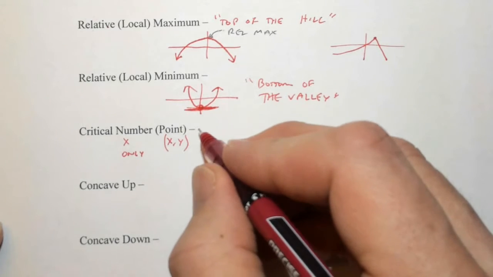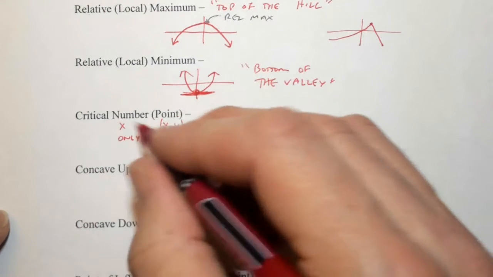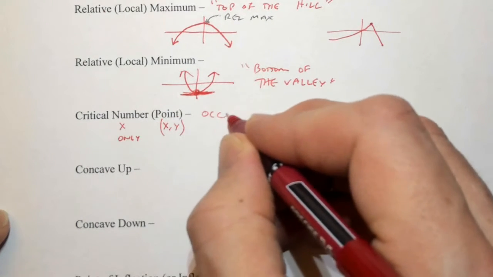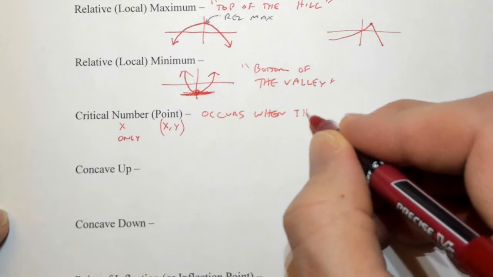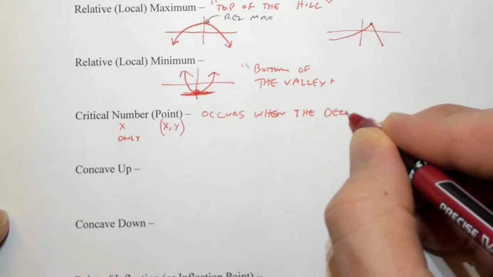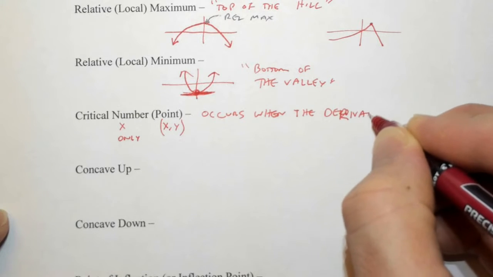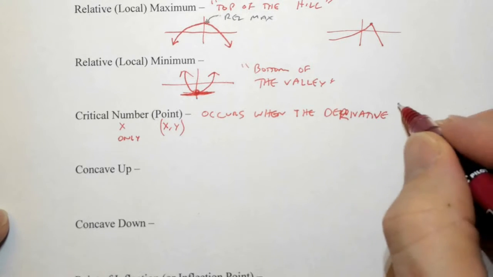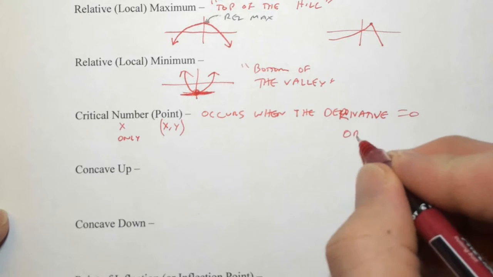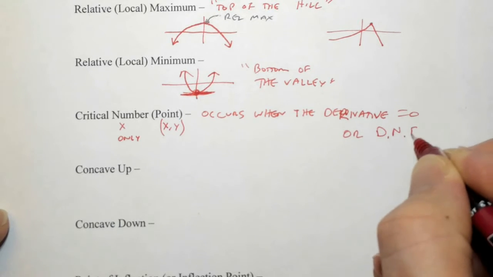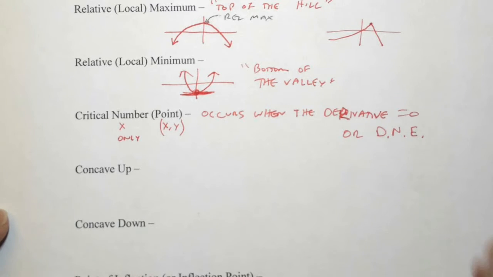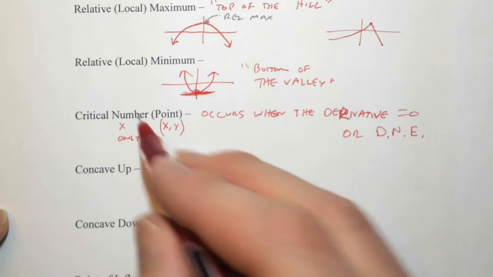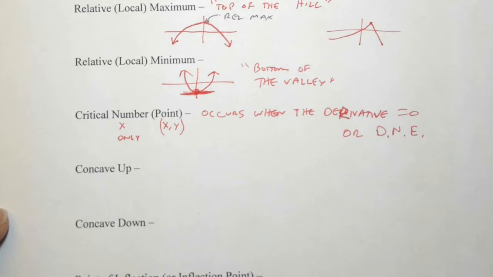So a critical number, and this is important to know, occurs when the derivative equals 0 or does not exist. When the derivative equals 0 or does not exist, that's known as a critical number or critical point.